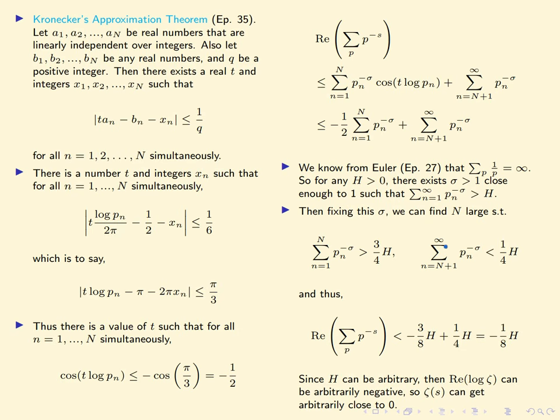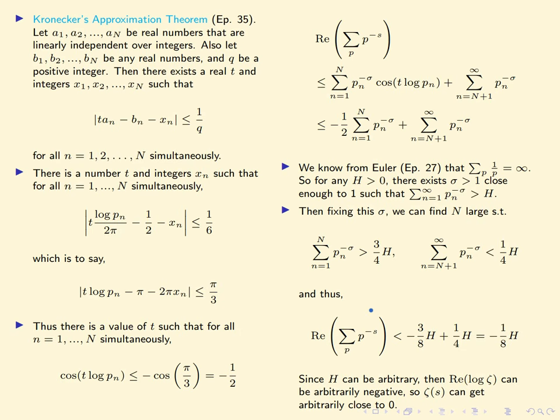You can also find at the end such that the remainder sum, remember there are two parts of the sum, there's a sum from n equals 1 to big N, and there's a sum from big N plus 1 to infinity. So I'm going to say that the second sum is less than 1/4 h. And you can just take n high enough till this is true.